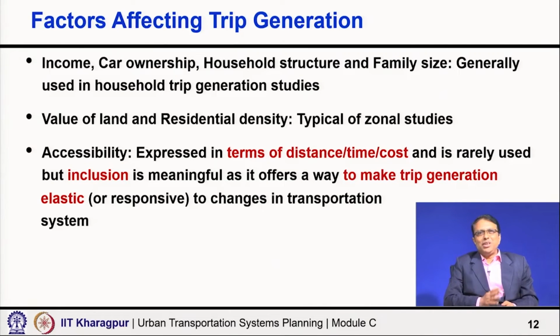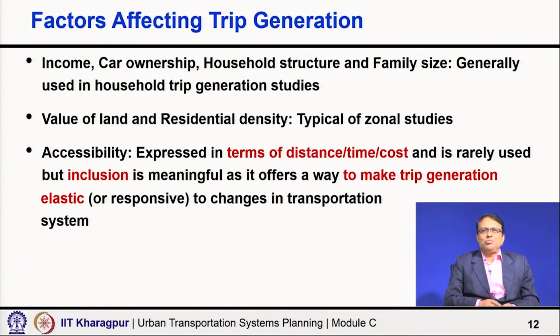As I said, I have written here probably income, car ownership, household structure and family size; they are generally used in household trip generation studies. Value of land and residential density are typical to zonal studies. When you take the traffic analysis zone as your unit, you are trying to model how many trips will get produced from a zone. Or in the first case, household based, how many trips will be produced by a household. The two things are different.